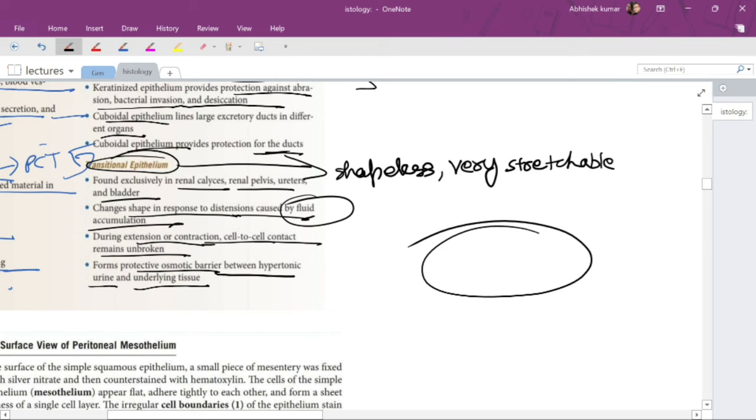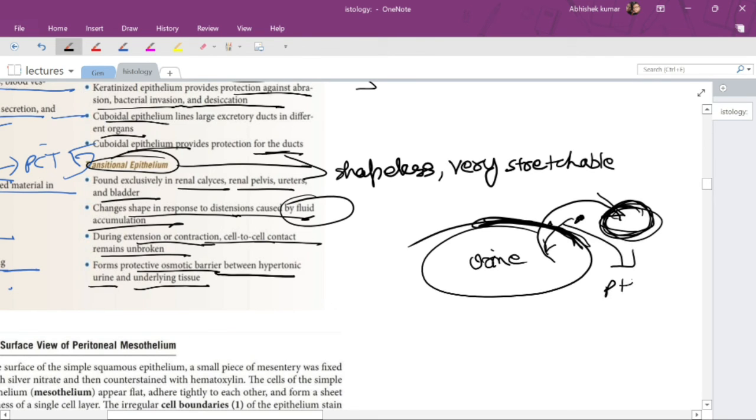So basically, think that this is the bladder and this is urine, whose pH is of course low, acidic, and here is your extracellular material, or here is also all the tissue. So this pH will not affect this one. This membrane, this transitional epithelium layer, will provide the osmotic barrier for maintaining the pH from outside the bladder to inside the bladder. So here, pH maintenance is happening.